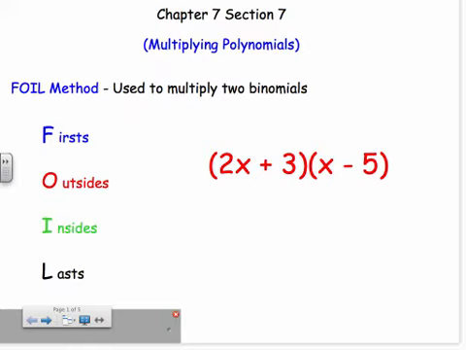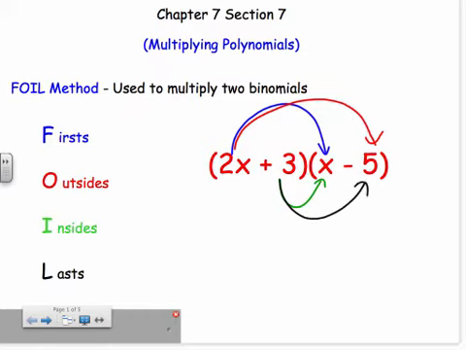So we're going to take this 2x, and we're going to begin by distributing it to the second polynomial. So the first: 2x and the x are the first term in each binomial. That's why we say the first. So we're going to multiply those two first. And then we go to the outsides. Well, 2x and the -5 are the outside terms, so those are the next two that we multiply. Then we go to the insides, which would be the 3 times the x, because those are the two inside terms. And finally, we do the last, which is the 3 times the -5. So that's what FOIL means, but it only works with two binomials. I like to just think of it as distributing, just like what we've done before.